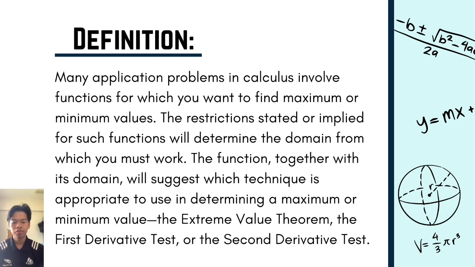The first step for the maximum and minimum problem is to find the derivative. The next one is to let the derivative equal to 0 and find the values of the variables. Next is the second derivative test. If the second derivative is more than 0, that means it's a minimum. If the second derivative is less than 0, it's a maximum.